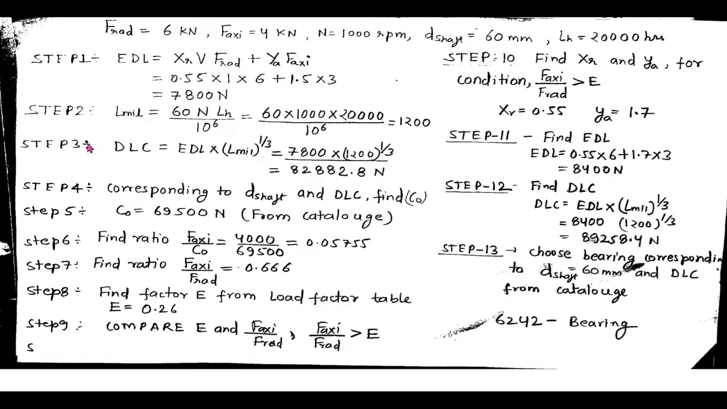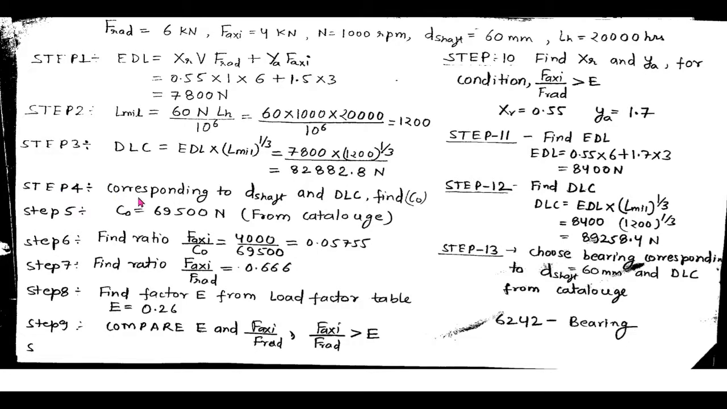The next step is the calculation of the dynamic load capacity. How will we calculate the dynamic load capacity? Using this formula, as I have already explained in the previous lecture. So we will accordingly arrive at this value. How? We will take the equivalent dynamic load from step number 1 and we will take L in million revolutions from step number 2.